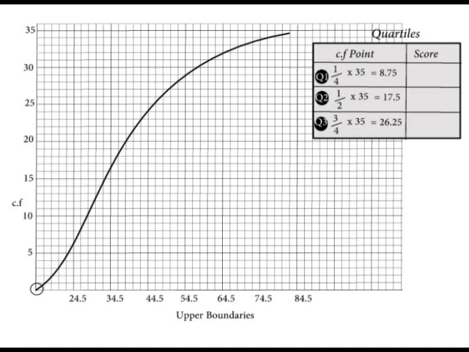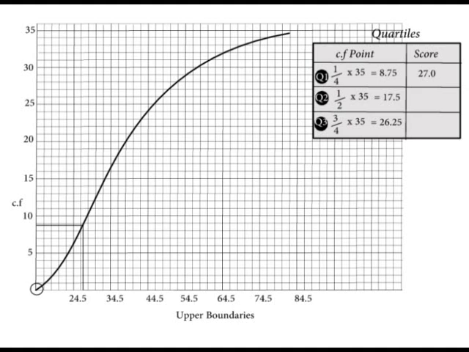So to find the quartiles, we go to the graph. Q1 corresponds to a cumulative frequency of 8.75. We draw that line at 8.75 to meet our curve. We go down and read the value on the x-axis. It looks like 27.